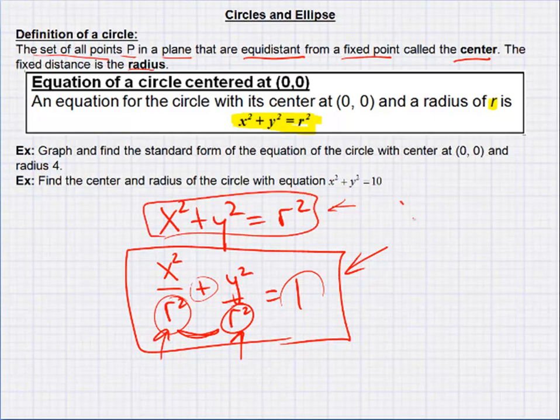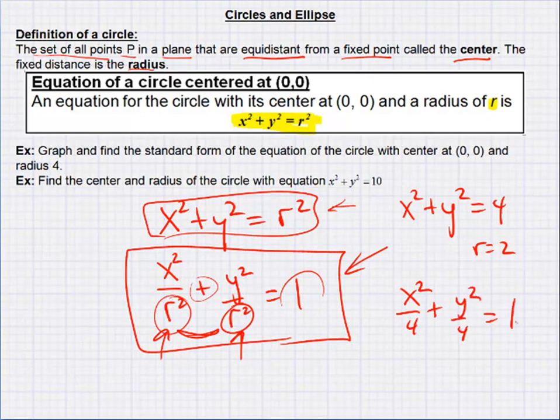So if I wrote x squared plus y squared equals 4, that's the equation of a circle with radius 2. But this equation, x squared over 4 plus y squared over 4 equals 1, is also the equation of the exact same circle. So it's something you're just going to have to get used to.